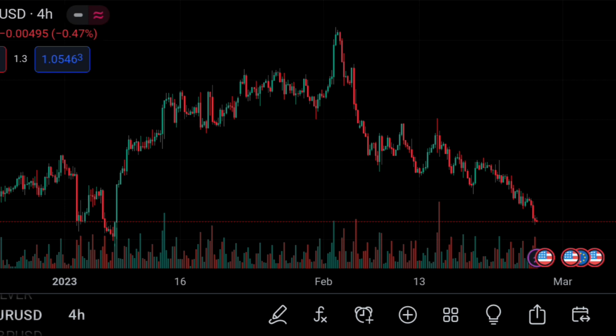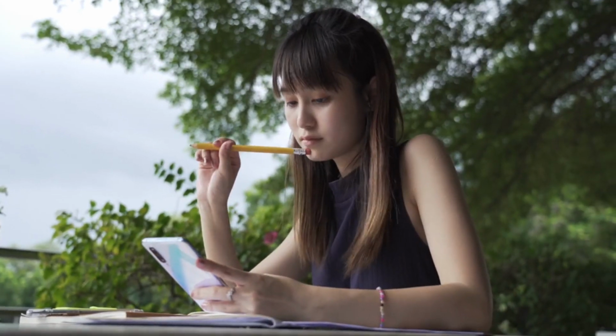Some of you might know what NFP is, but for those of you who don't, let me explain it in a way you could understand. NFP is non-farm payroll. This is a measurement of employment in the United States of America, and it excludes the farming sector, hence the part where it says non-farm payroll.